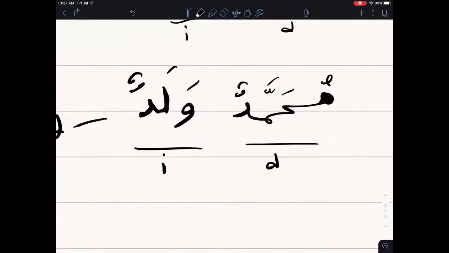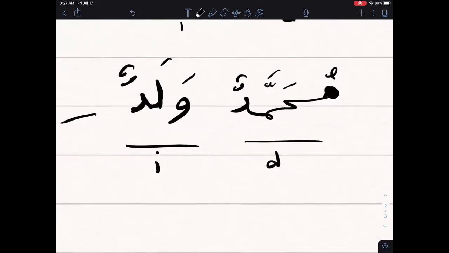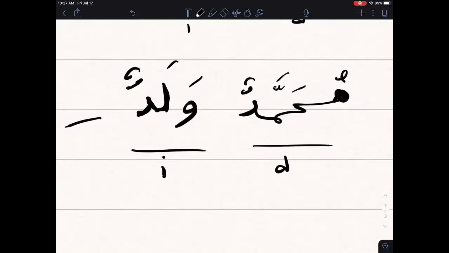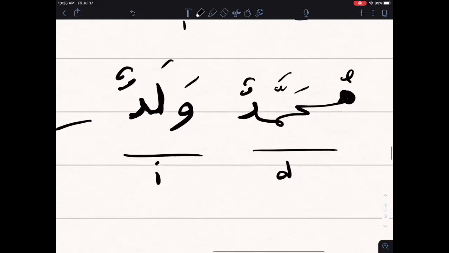I'll give you like 20 seconds. Does anything bother you from here? Muhammadun waladun. Anything bothers you? Tanwin where? So you're saying this one, right? So waladun has a tanwin, right? Okay, good. So I'm getting exactly what you guys are thinking, that's good. So Sister Faria is saying that the tanwin in Muhammadun is bothering her.